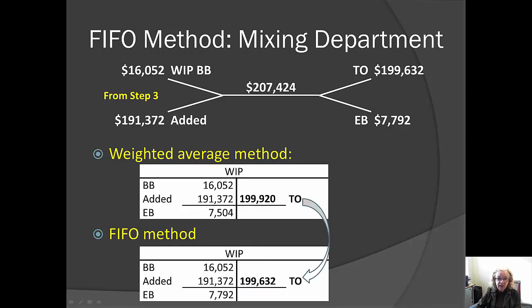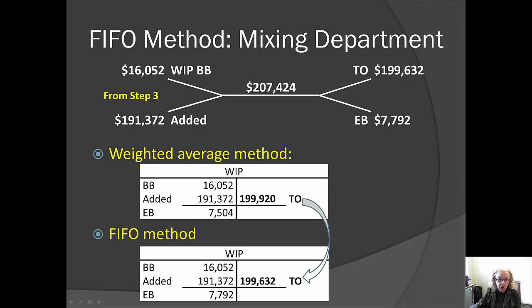Similarly, the dollar value for the units that were transferred out is a little higher under the weighted average method than it is under FIFO. FIFO makes sure that all old costs are assigned to units that get done. That means the dollar value of the units that get done is going to be a little bit lower because it contains all of the old costs, which are lower. In this case, prices went up.